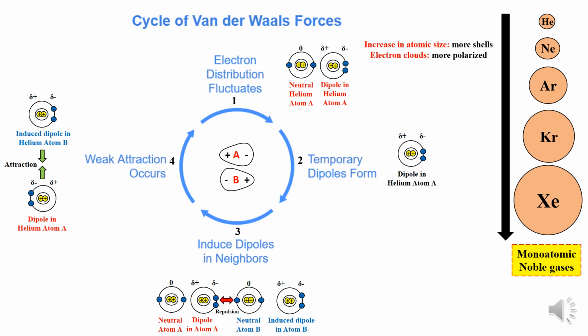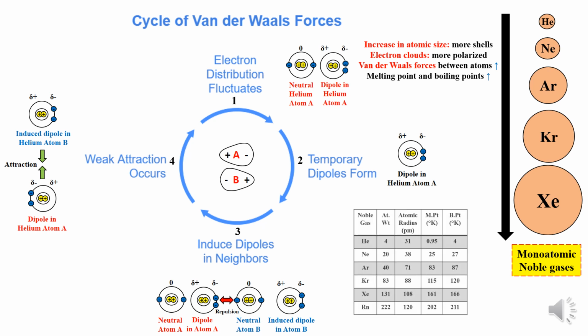And with the increase in the number of electrons, the electron clouds become more polarized. Or you can say the tendency to the polarizability is more. And as an outcome, the van der Waals force between the atom increases. That is between the monoatomic noble gases. And this leads to increase in the physical properties of monoatomic noble gases like melting point and boiling points.